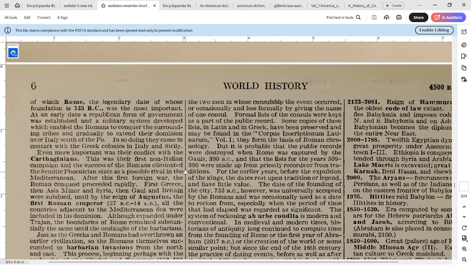For the earlier years before the expulsion of the kings, the dates rest upon tradition or legend and have little value. The date of the founding of the city, 753 BC, however, was universally accepted by the Romans and was occasionally used as a date to reckon from, especially when the period of time that had elapsed was regarded as significant. The system of reckoning ab urbe condita is modern and conventional.